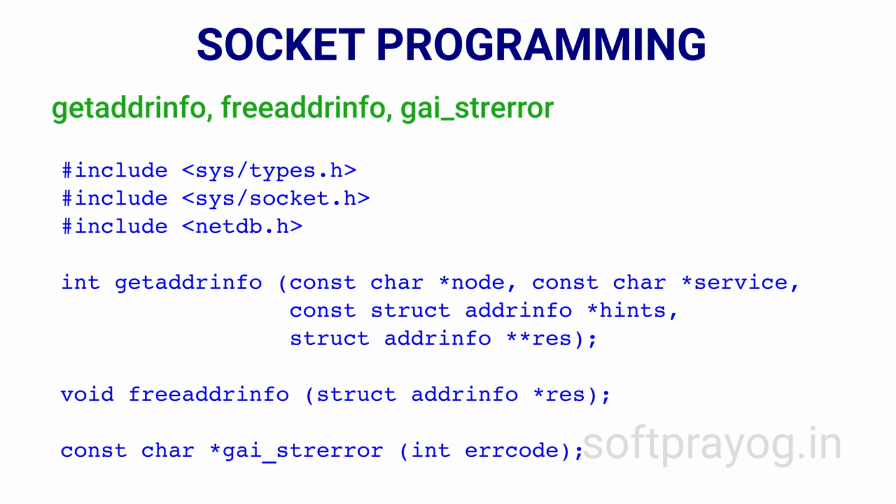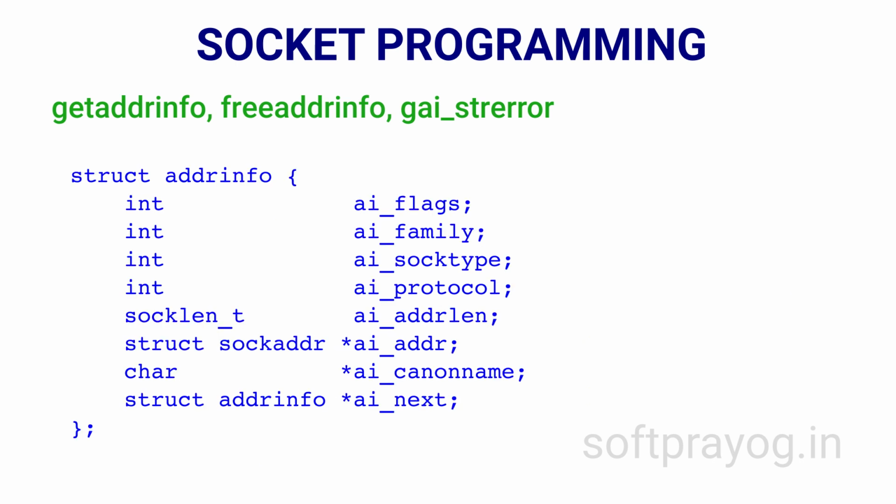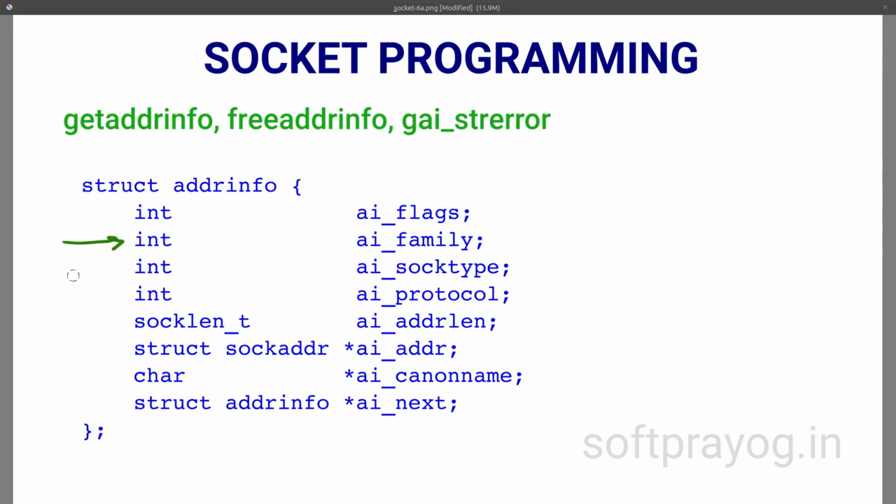The second parameter is service. It can be a port number, or you can specify a service name like HTTP, and it is translated into a port number. The third parameter is hints, which provides the criteria for selection of socket addresses. Hints can be null or a pointer to a struct addrinfo. In hints, you specify one or more parameters: the address family, socket type, protocol, and flags.